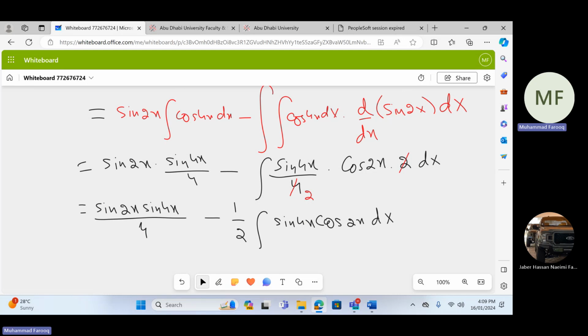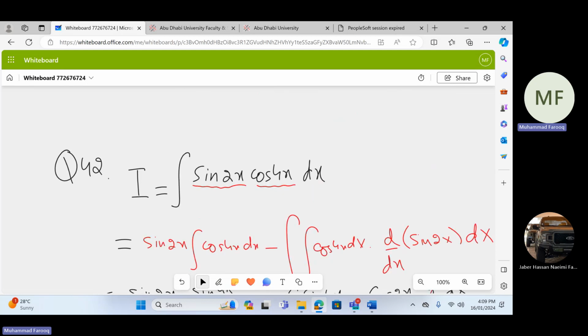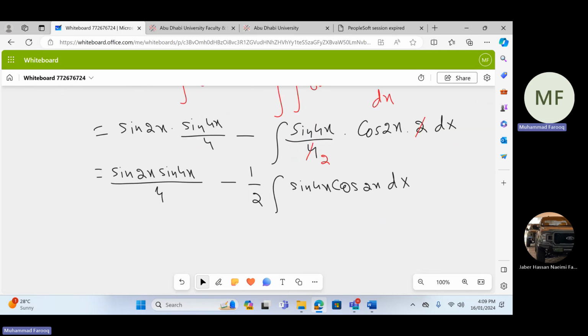My question is that again we have to use by parts. Which function do we take first, which second? It doesn't matter. Cosine first, because we first did the sine. Initially I took sine as first, it doesn't matter. So now again I take sine as first. Okay, just wait, just wait.